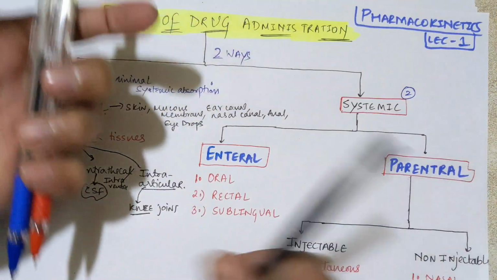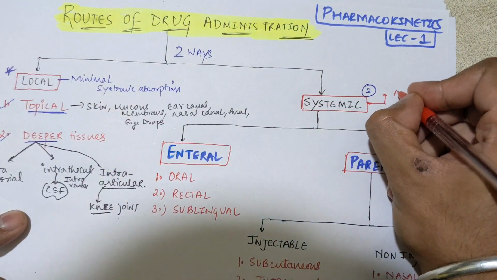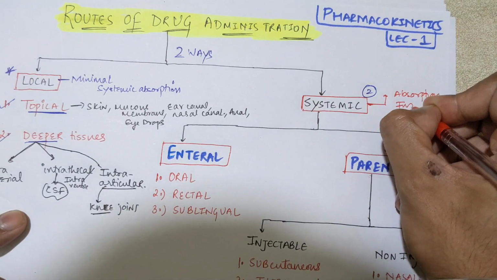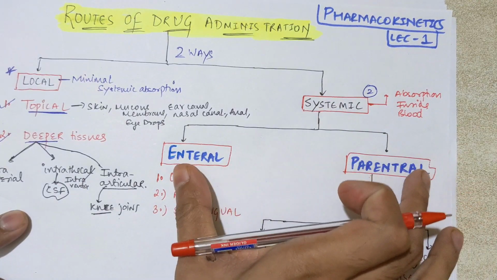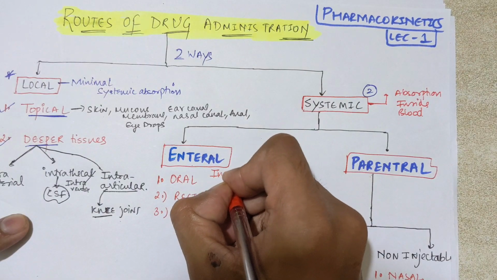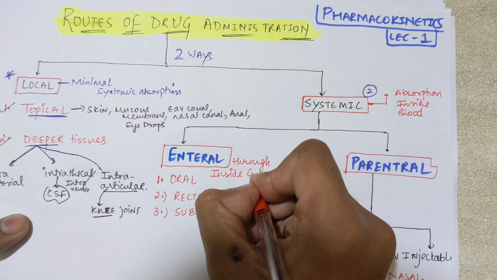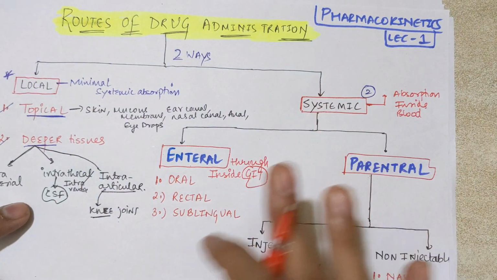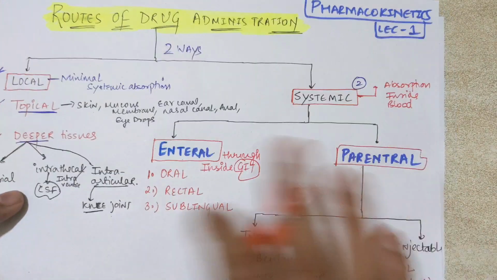Now let's move on to the second route we have. Systemic route actually is the absorption inside the bloodstream, the drugs which are absorbed inside the bloodstream. In systemic we'll be having two ways. Enteral means through the GIT, it will be crossing your GIT system. The drug will be passing through the GIT system. All the absorption, metabolism, everything will be done through the GIT system.